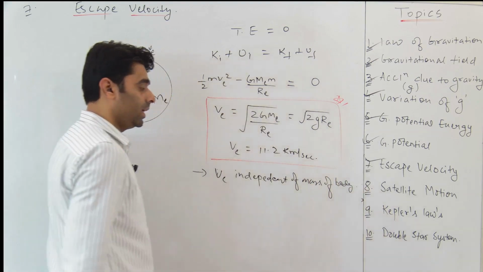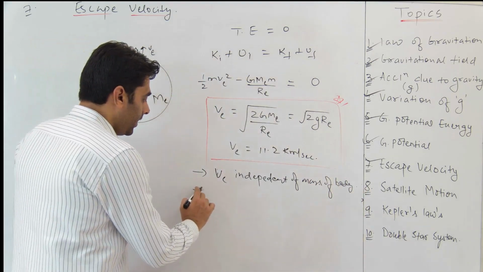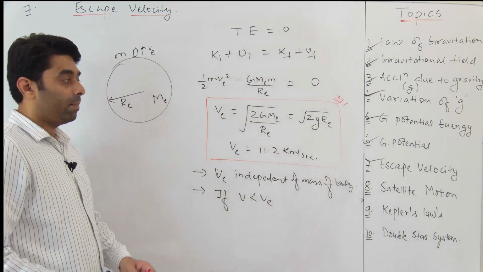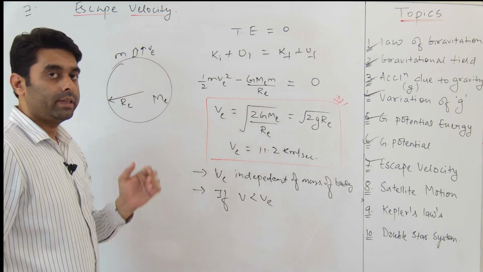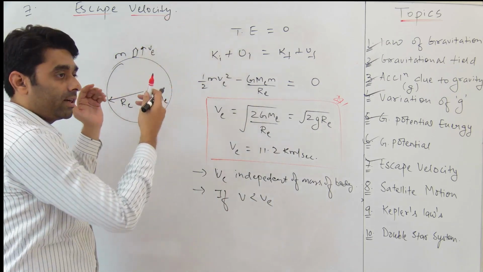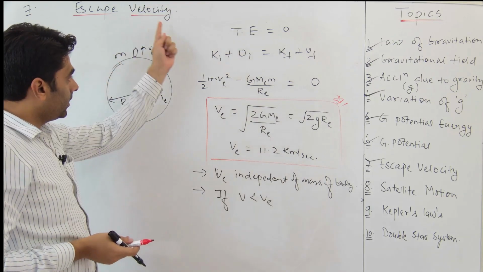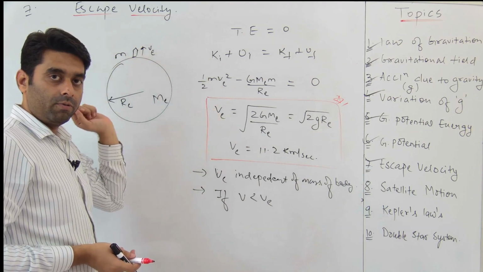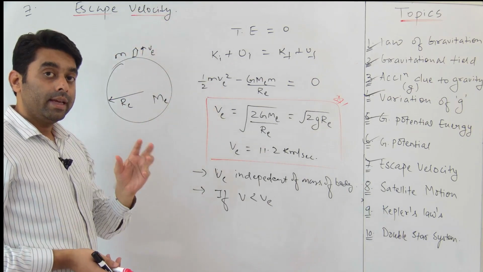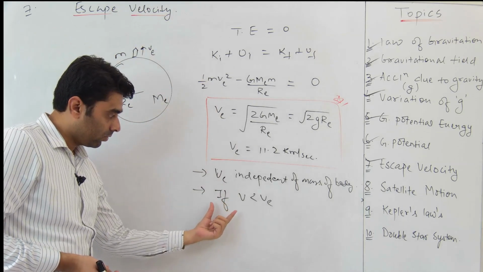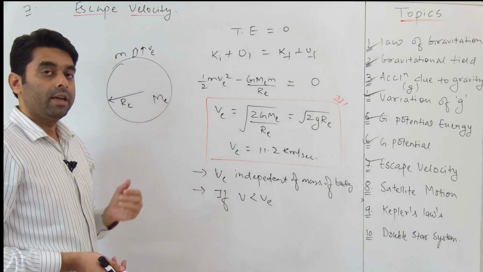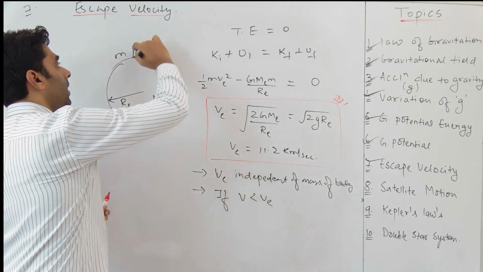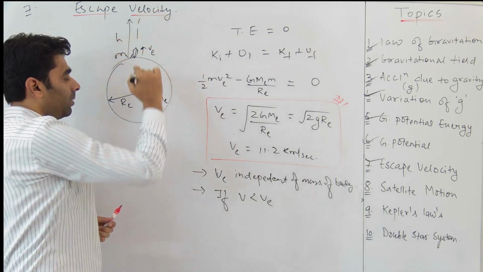First point. Second point, if a particle is thrown with a speed less than escape velocity, that implies it will not go away. That means it will not leave the gravitational pull. Either it will start revolving around the Earth, or it will fall down on the Earth. On the basis of this point, you will come across many questions. If a particle is thrown with a speed of half of the escape velocity, then find the maximum height reached by the particle, right? So you will come across this type of situation.